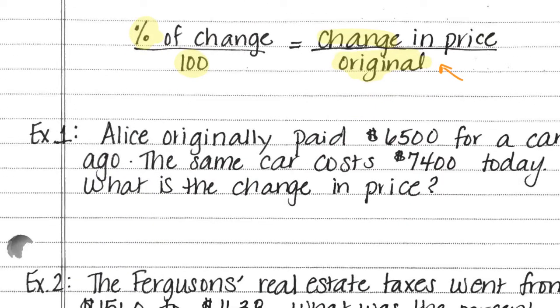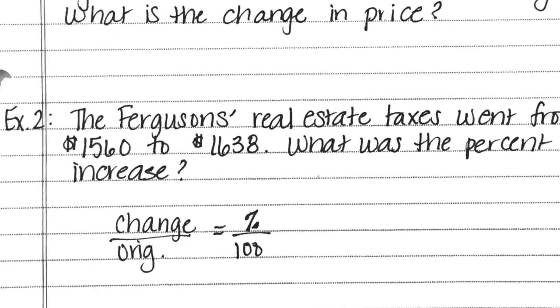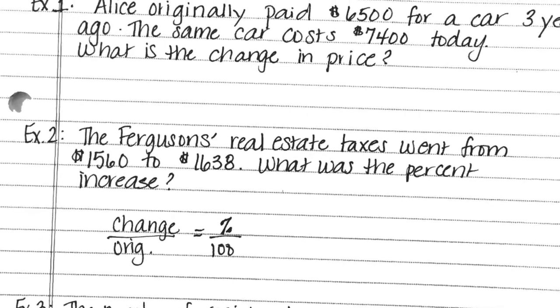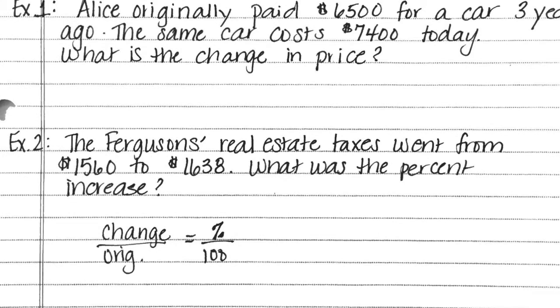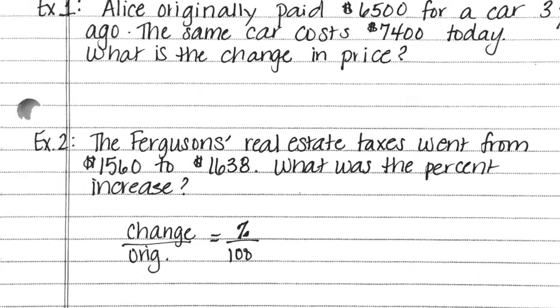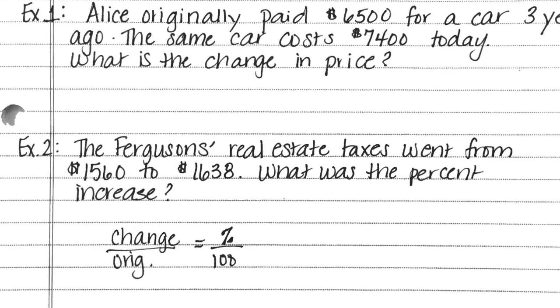All right, I am going to skip example 1 and move to example 2, because example 1 is just telling you to subtract, and you could probably figure it out. If you want to do the Fergusons, real estate taxes went from $1,560 to $1,638. What was the percent increase? So we are looking for a percent increase.